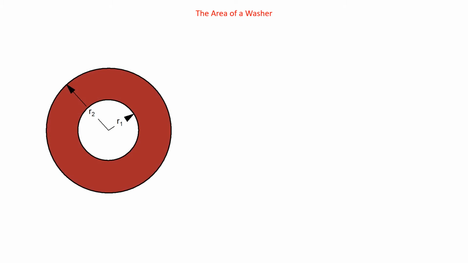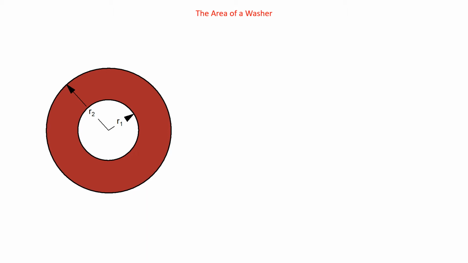The first thing we're going to look at is just the area of a washer. What do I mean when I say washer? That's not like a washer as in a washing machine. It's a washer as in nuts and bolts and washers. It's a circle with a circle cut out of the inside.